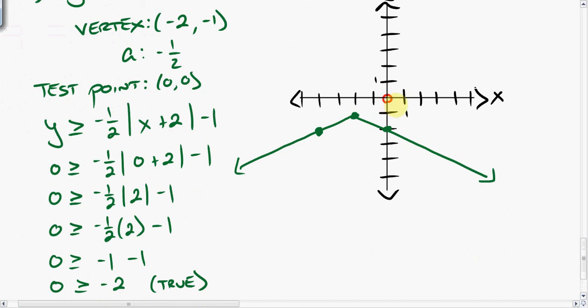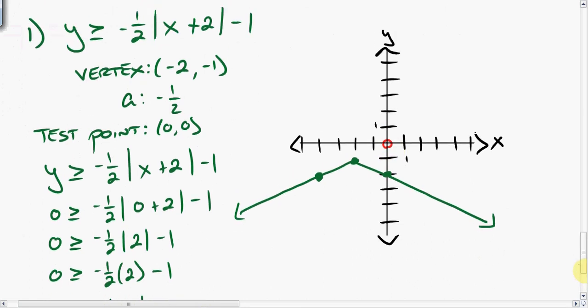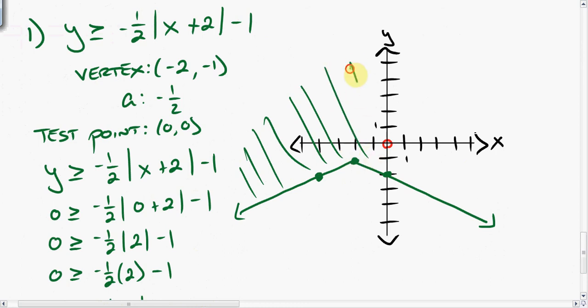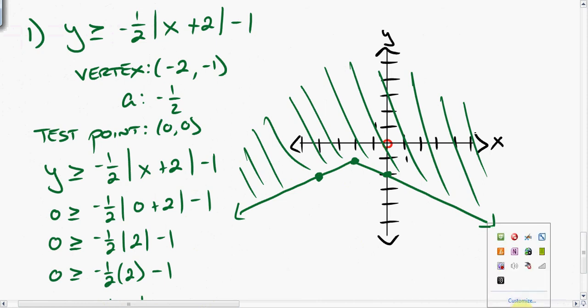So my test point proved to be true, so I want to shade in the region that includes that test point, which is outside my V, not inside. So I'm just going to shade outside the V. And that's graphing absolute value inequalities.